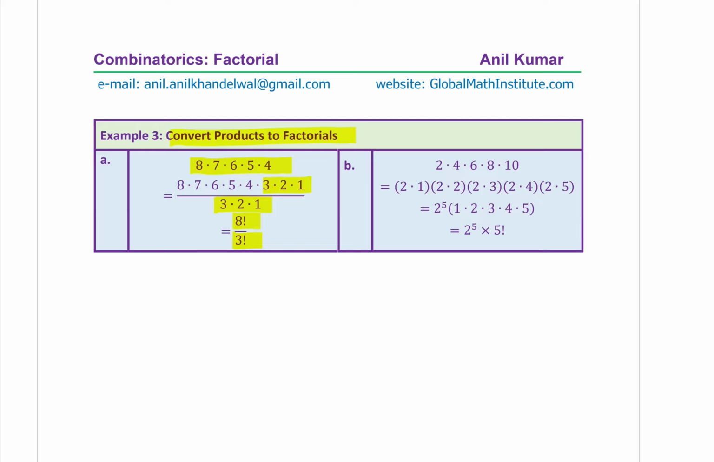Now another series is 2 times 4 times 6 times 8 times 10. All are even numbers. How do I write this as a factorial? Well, all of them are even numbers. 2 is 2 times 1, 4 is 2 times 2, 6 is 2 times 3, 8 is 2 times 4, and 10 is 2 times 5. How many 2's do I have? 1, 2, 3, 4, 5. So I'm writing this as 2 to the power of 5, and the rest of the numbers which are being multiplied are 1, 2, 3, 4, and 5, which is 5 factorial. Correct. So I get my answer: 2 to the power of 5 times 5 factorial.